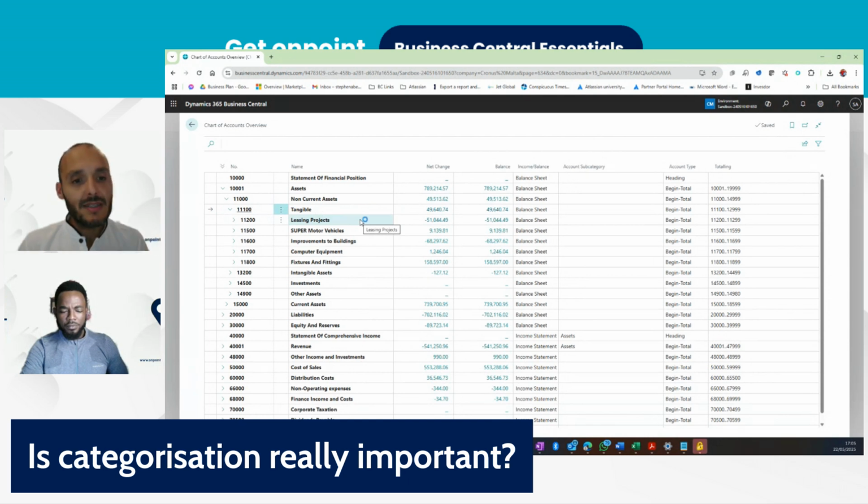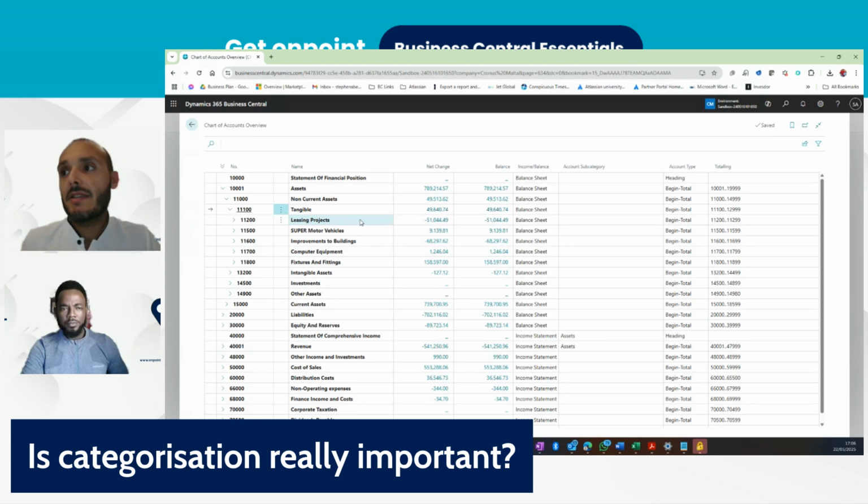So this is what I deem to be a properly categorized chart of accounts. It's not just about having a list of accounts which match. That is important, but it's more than that. It's about having a nice, properly categorized chart of accounts.